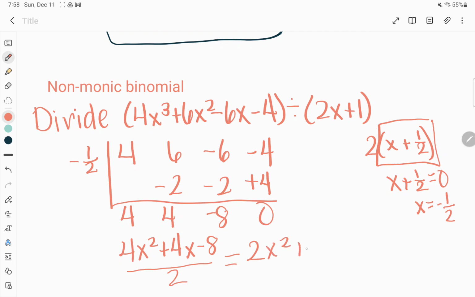Let's fix that. Even Lola the dog is upset with this math error, and I get my final answer, 2x squared plus 2x minus 4 for my quotient.